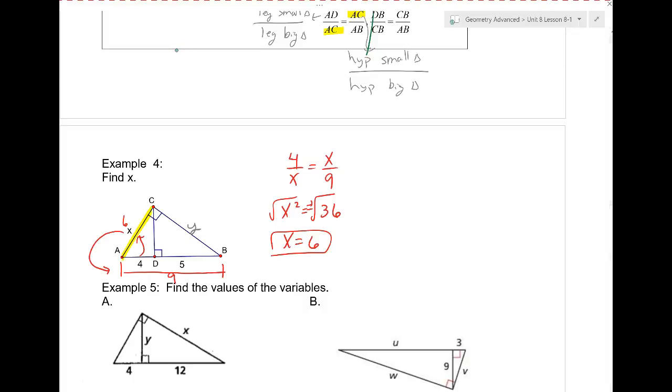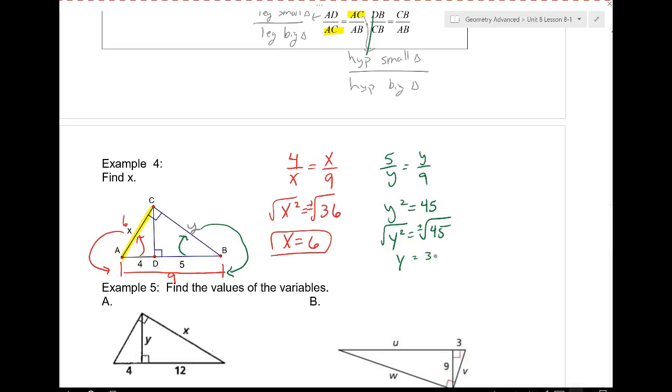5 is to what? Yeah, 5 is to y as y is to 9. It's the other snail, right? So 5 is to y as y is to 9. So I get y squared is equal to 45. Take the square root of both sides. That reduces down to 3 root 5, I do believe.